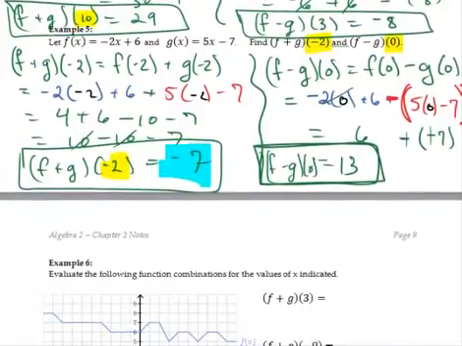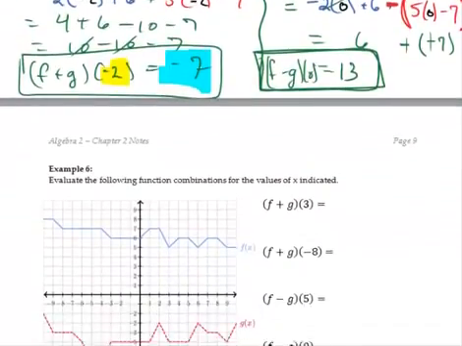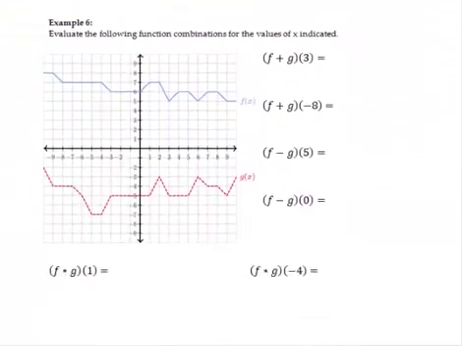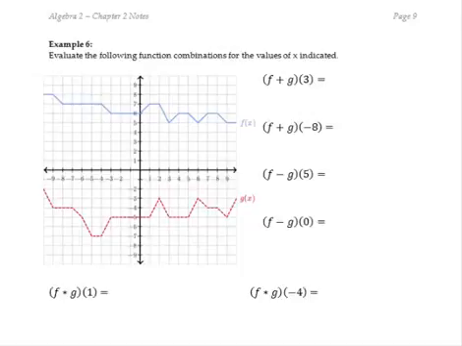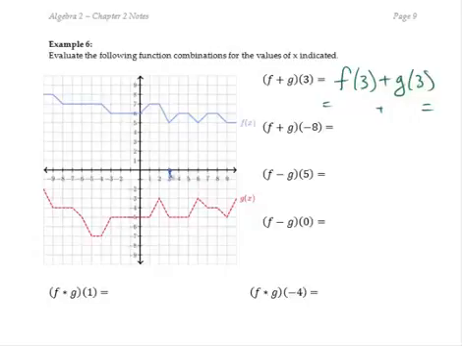Here's the graphical way. So on page 9, you see that you have f and g as graphs. Over here, rewrite this to be f of 3 plus g of 3. Look at your f function. F of 3. So here's 3. What is f at 3? It's 5. There's your dot.